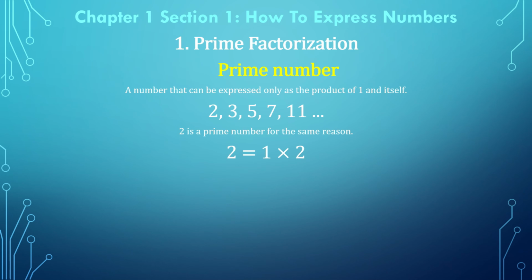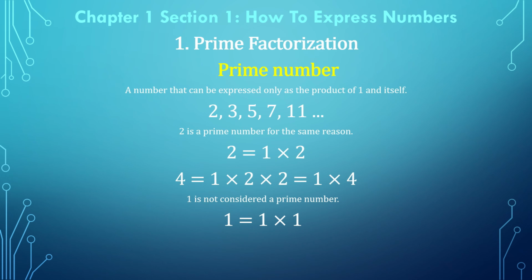And then, some might think that 4 looks like a prime number, but it is not, as it is clear that 4 has more than 2 factors. 1 is not considered a prime number, as prime numbers must have 2 distinct positive factors. 1 has only 1 as a factor.